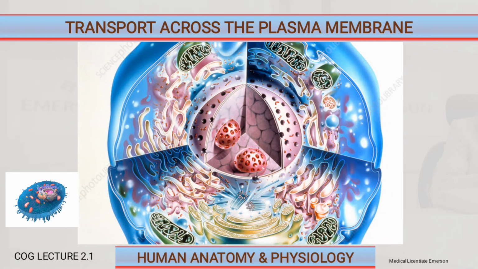So today we are continuing with the human anatomy and physiology core lectures. Today we are going to be talking about transport across the cell membrane. We are still on cells, so we are going to spend some time on cells, as we learn the anatomy and physiology of cells.